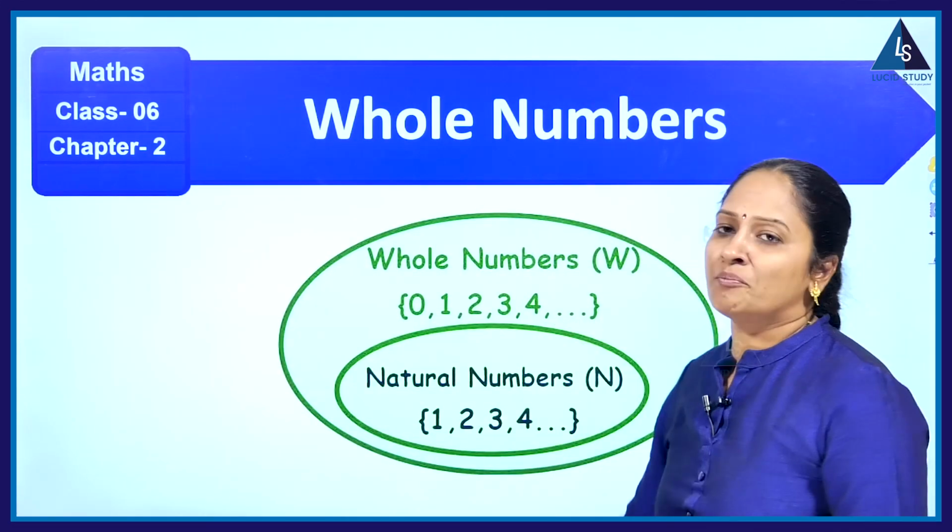For example, if I ask you how many months are there in a year in which there are more than 35 days, then your answer is no such months exist in a year. But to represent that nothing, the natural number system does not have any particular number. That's the reason they extended the system of counting numbers to the next level by adding 0 to it. So that is what we call whole numbers.